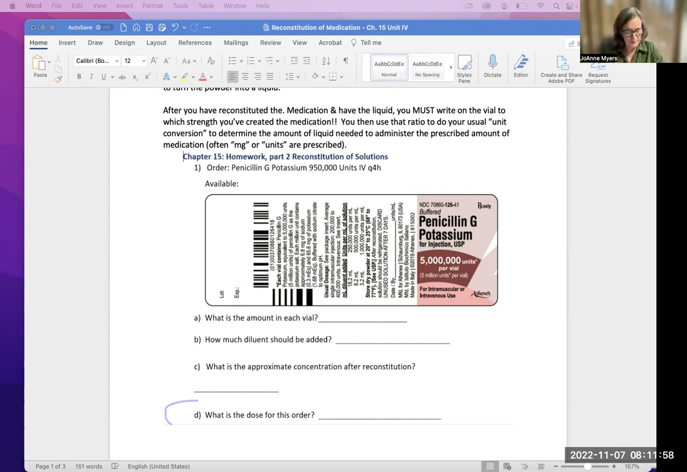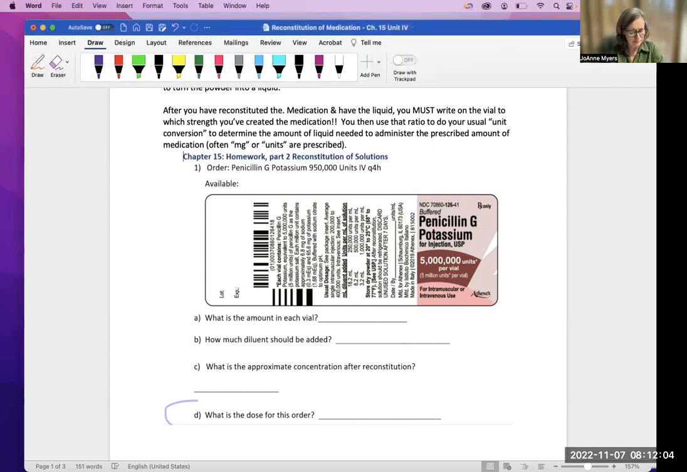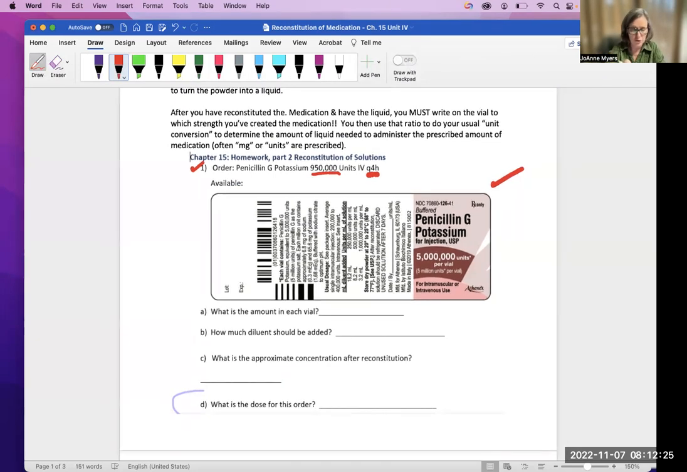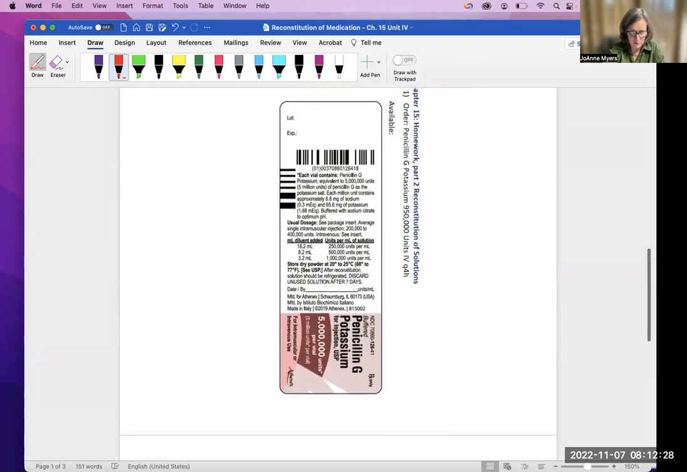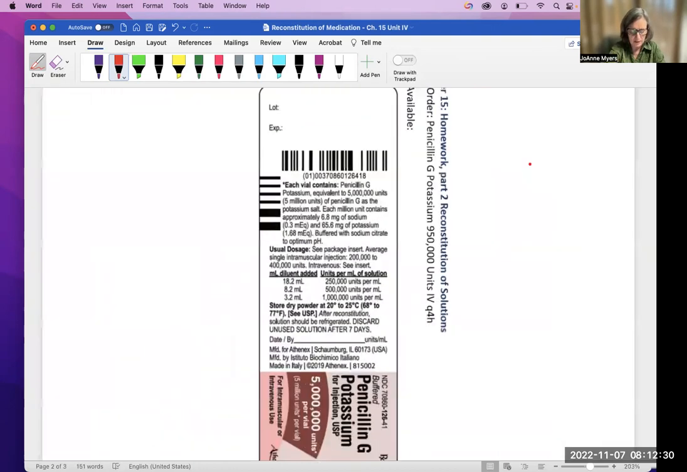Here on our screen, Chapter 15, Homework Part 2, Reconstitution of Solutions. The order is penicillin. You are to give 950,000 units via IV every 4 hours to your patient. What you're given is this vial of powder, so you have to reconstitute the solution. I've flipped it around so it's a little easier to read.